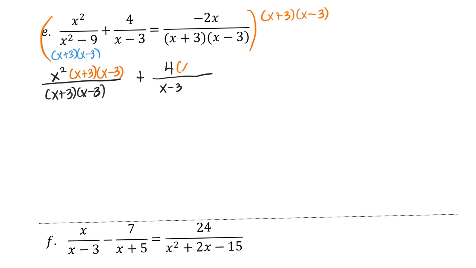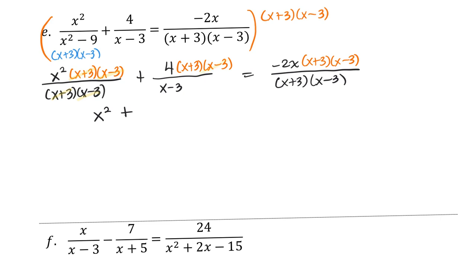Times it by x plus 3, x minus 3. Equals the third fraction, okay, but let me keep the denominator the same. Okay, if we've multiplied by the correct thing, our fractions should all cancel. So this cancels, this cancels. So I'm left with x squared.